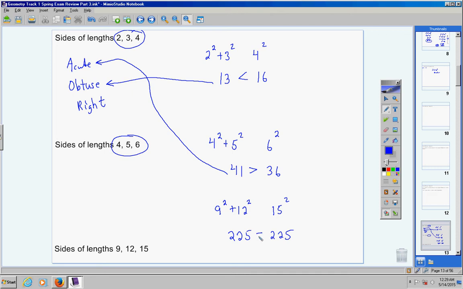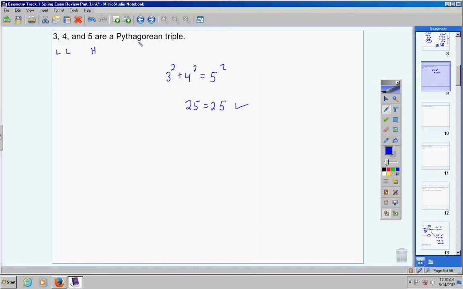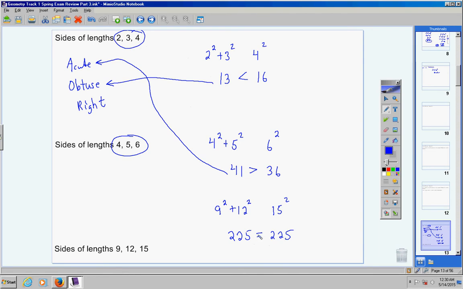These two numbers are equal. So anytime the sum of the two squared legs equals the hypotenuse squared, then you have a what? We just talked about it. Then you have a Pythagorean triple, which means you have a right triangle. So if both sides come out to be equal, then you have a right triangle.